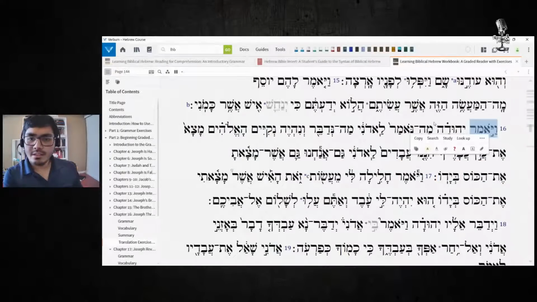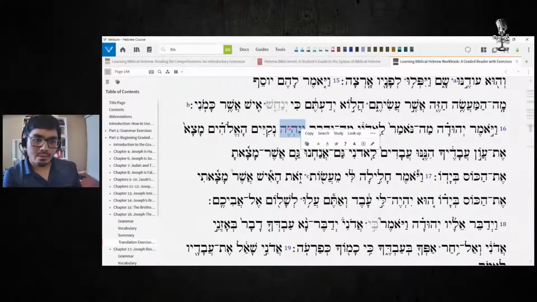And Judah said, what we have said to my Lord, what we have spoken, and we will be standing up. And the Lord found the iniquity of your servant. So this is referring back to what happened in Genesis 37 when the brothers sold Joseph into slavery. They recognize that they are being recompensed for that. The Lord has found the iniquity of your servant.